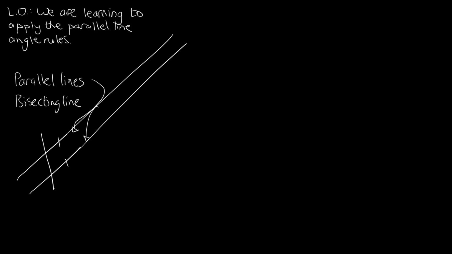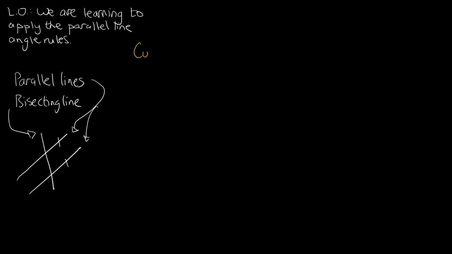And on the flip side, the other term we need to know, the bisecting line, well, that's actually a line that cuts through a set of parallel lines. And that line with the parallel lines results in a couple of interesting parallel line angle rules that we're going to learn about in this video. So I'm going to change pen color and we're going to list our three angle rules.